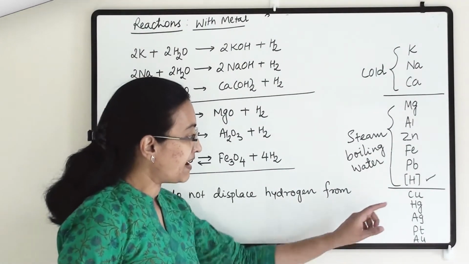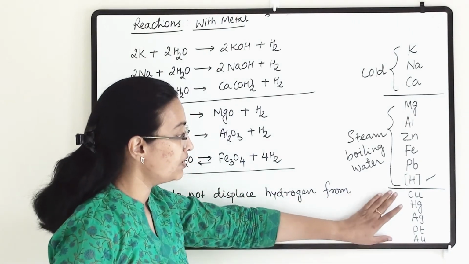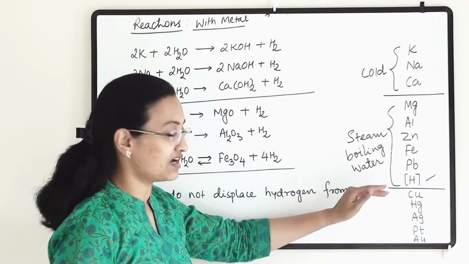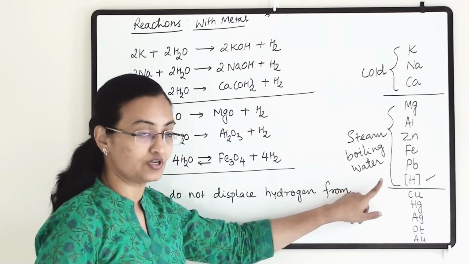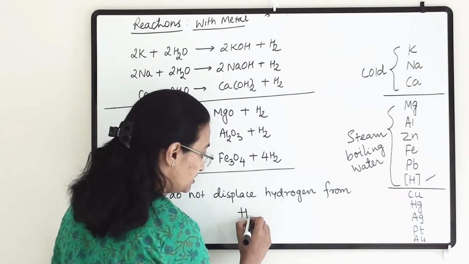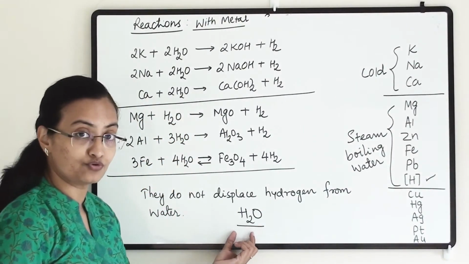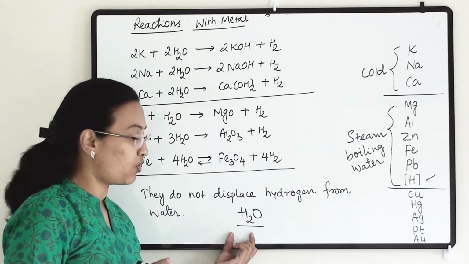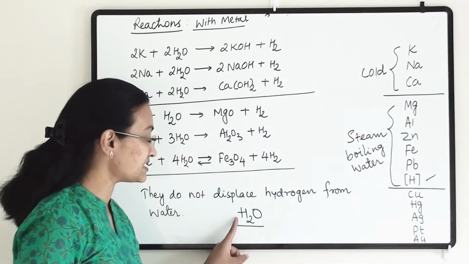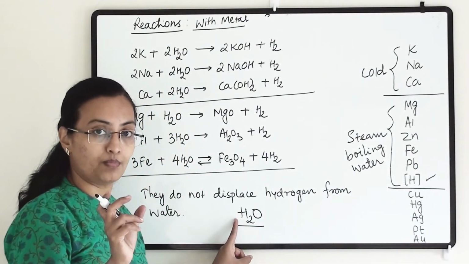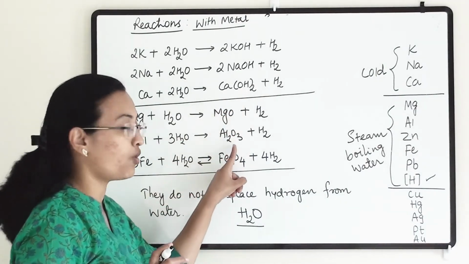Now the remaining metals, that is copper, mercury, silver, platinum and gold, are all just after hydrogen. That means they are less reactive compared to hydrogen. In a water molecule, the formula is H2O, so we have to replace hydrogen. For metals to react with water, the metals, being electropositive, need to replace hydrogen from the water compound. Then only they will be able to react with either OH or oxygen.